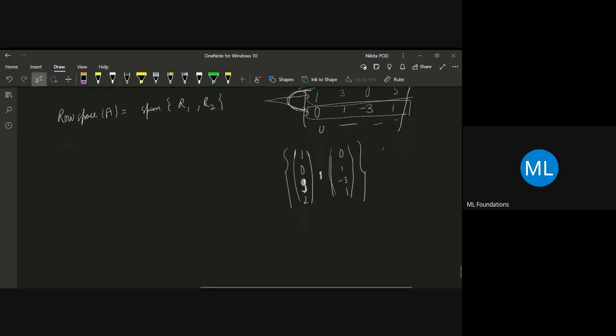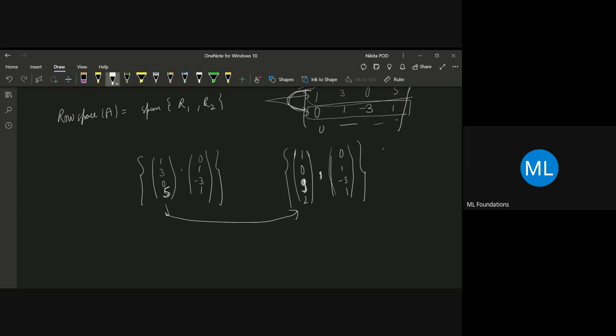What we found is this one, right? (1, 3, 0, 5), and this we are able to write as a linear combination of these two vectors.